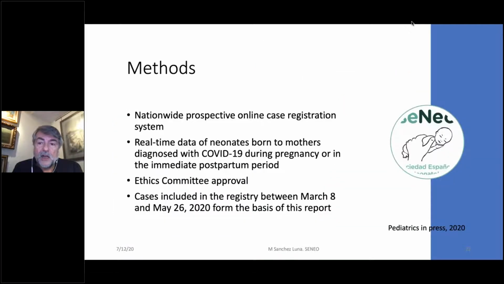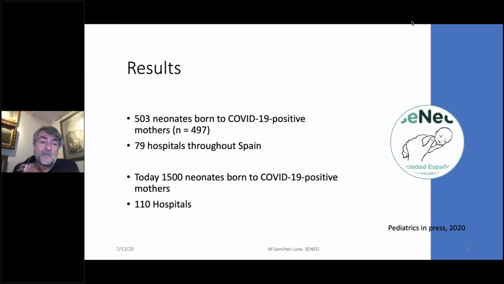And I'm going to summarize the methodology. This is the first group of results that I'm going to show you. As I let you know, it is going to appear in Pediatrics very soon, in a few weeks. These results were fed from most of the hospitals in the entire country. The registry was real-time data from babies born to mothers diagnosed with COVID-19 during pregnancy or immediately after the postpartum period. Cases began to be included from March 8, and the results going to appear in Pediatrics were from 503 babies born to 497 positive mothers.